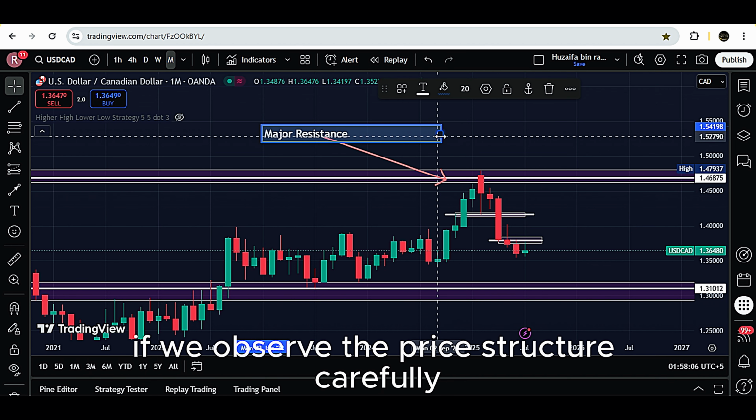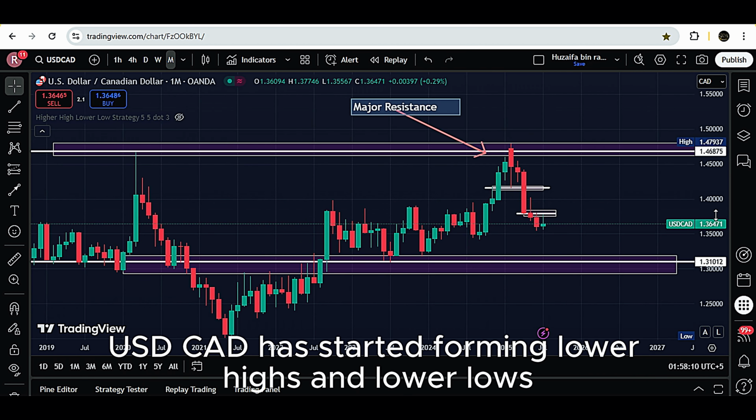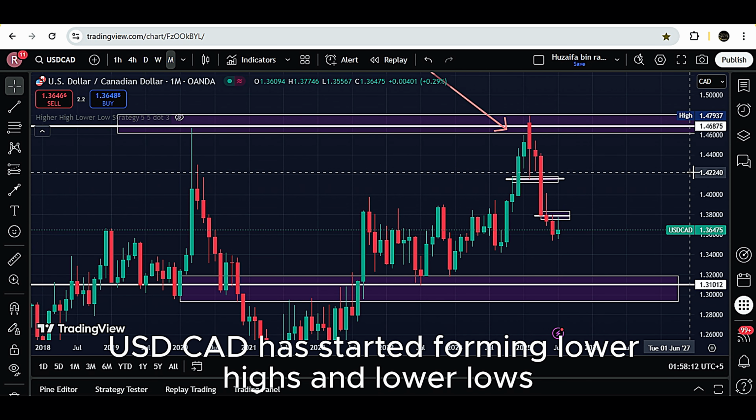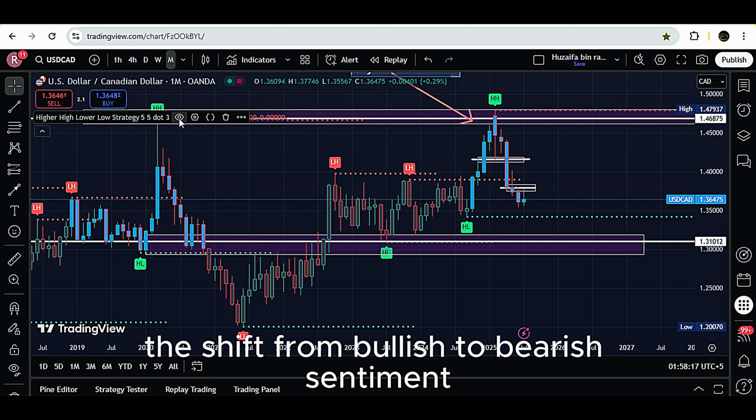If we observe the price structure carefully, after this bearish engulfing candle, USD/CAD has started forming lower highs and lower lows, which confirms the shift from bullish to bearish sentiment.